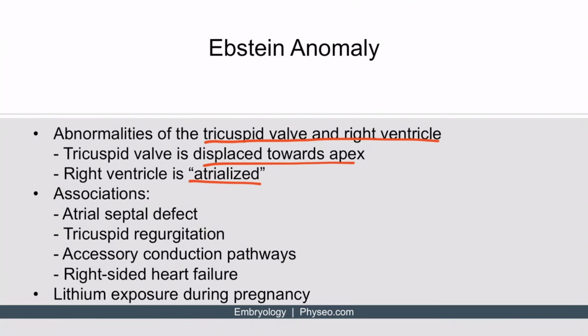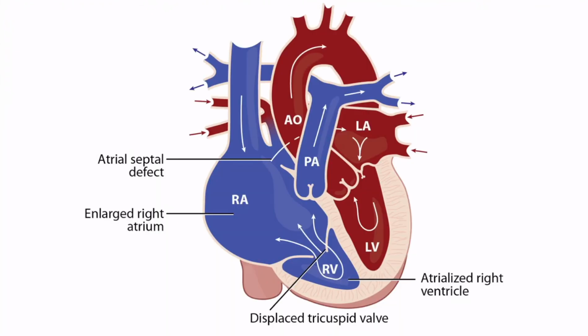Ebstein anomaly is associated with an atrial septal defect, which is responsible for the right to left shunt. It's also associated with tricuspid regurgitation, accessory conduction pathways, and right-sided heart failure. Additionally, studies have shown that lithium exposure during pregnancy can lead to Ebstein anomaly in the fetus. Here's a picture of Ebstein's anomaly. As you can see, the tricuspid valve is displaced downward right here, and the right atrium is enlarged, which you can see right here. We can see that the location of the tricuspid valve and small cavity of the right ventricle results in tricuspid regurgitation.